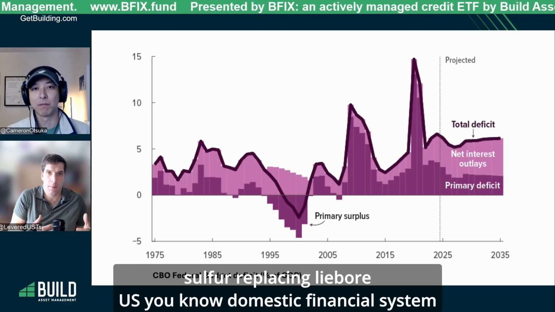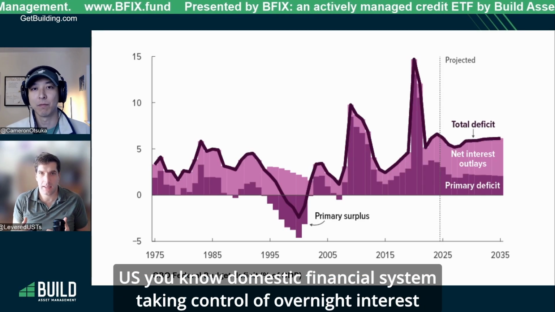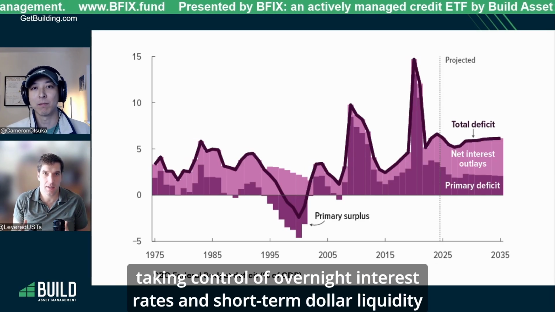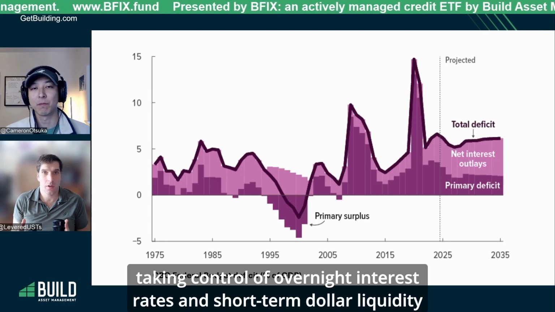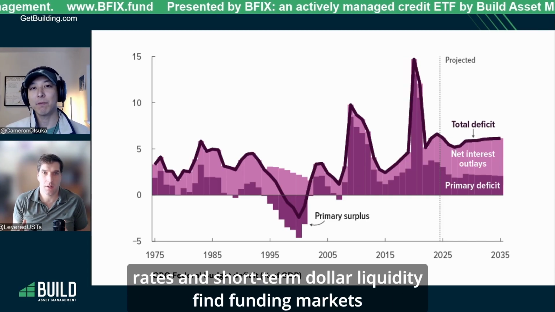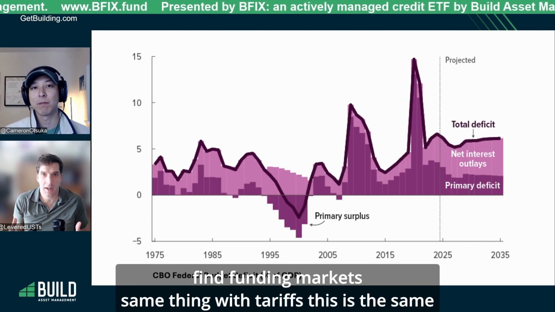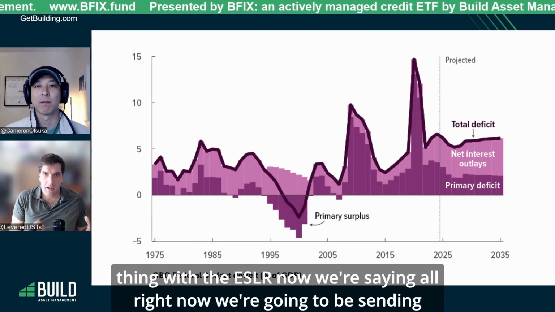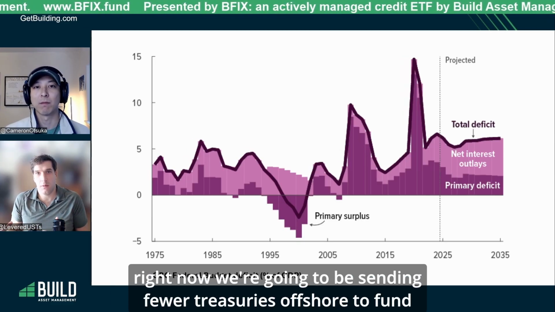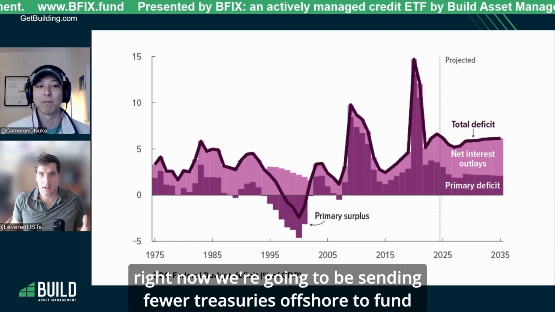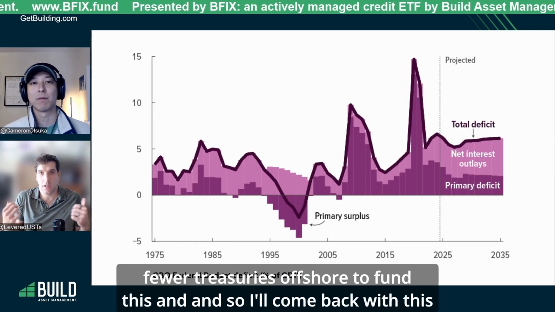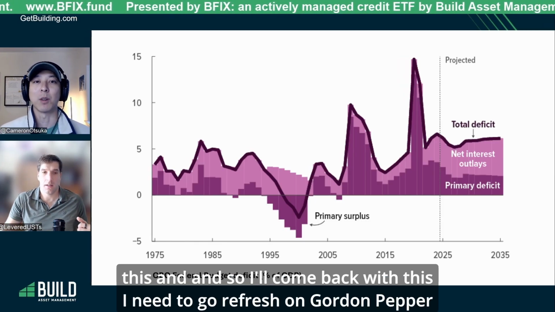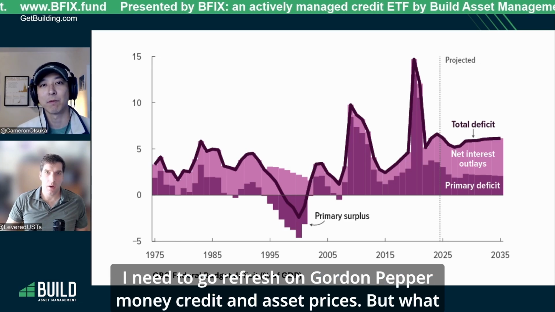SOFR replacing LIBOR, the U.S. domestic financial system taking control of overnight interest rates and short-term dollar liquidity funding markets. Same thing with tariffs. This is the same thing with the ESLR. Now we're saying, all right, now we're going to be sending fewer treasuries offshore to fund this. And so I'll come back with this.